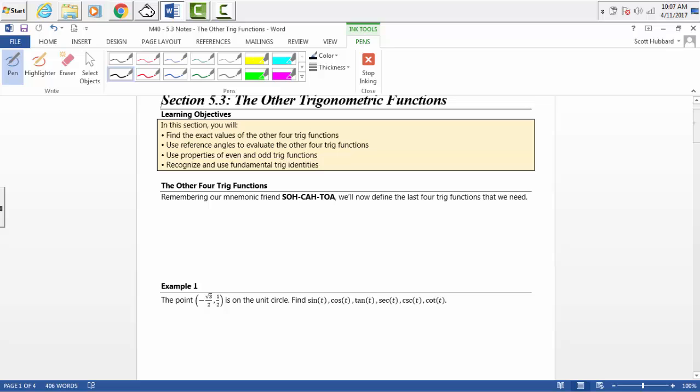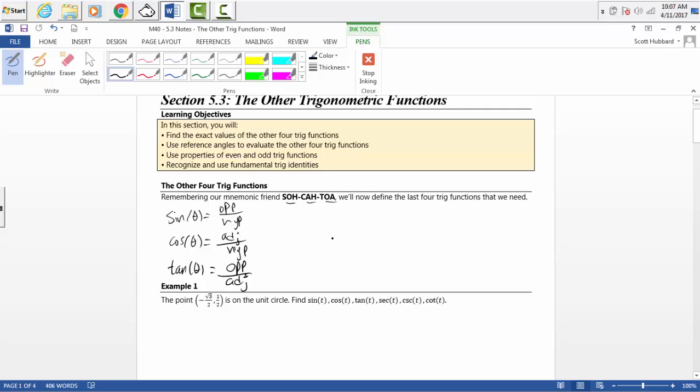The first thing is let's go ahead and define what the other 4 functions are. So remember, on a triangle, sine is SOH CAH TOA. So sine is opposite over hypotenuse. So sine of an angle is defined as opposite over hypotenuse. Cosine of an angle is defined as adjacent over hypotenuse. Okay, and tangent of theta is defined as opposite over adjacent.